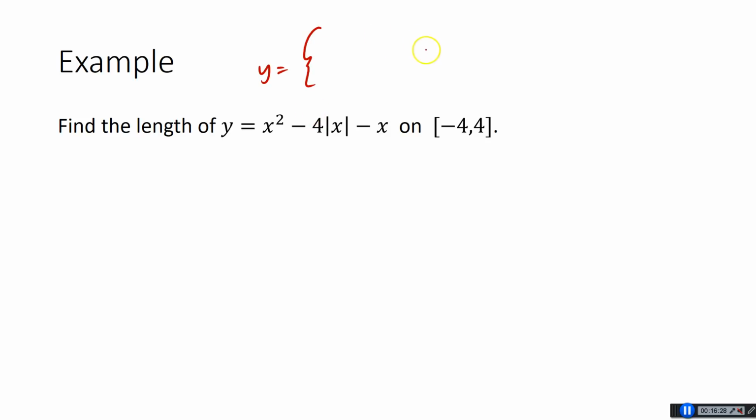So if x is positive, if x is greater than or equal to 0, then this is just 4x, right? So minus 4x minus x, that's x squared minus 5x. If x, however, is less than 0, this becomes a negative x. So I have positive 4x minus x, so that's going to be x squared plus 3x. Okay, so we have kind of two different functions here going on.